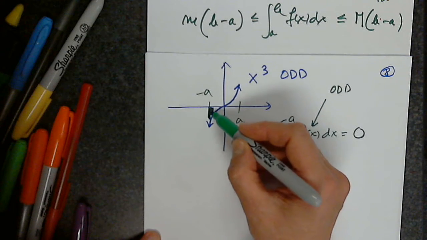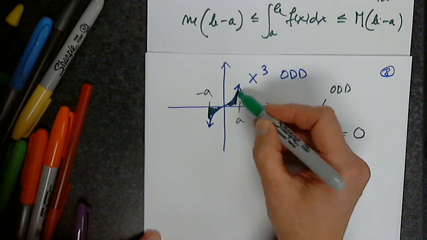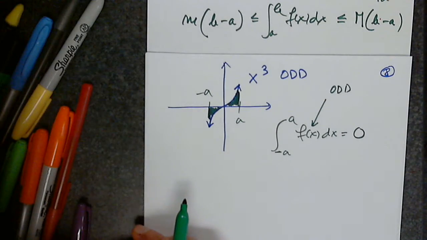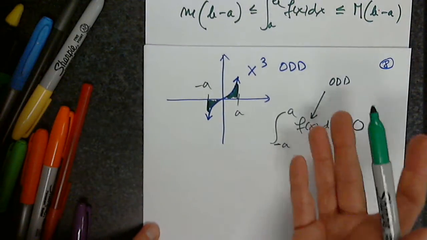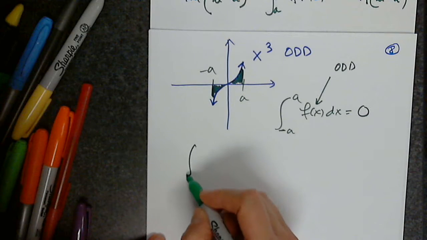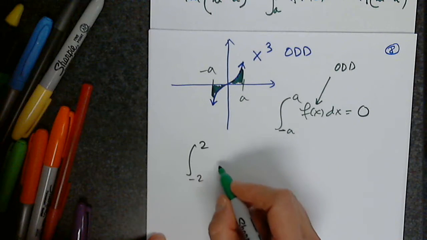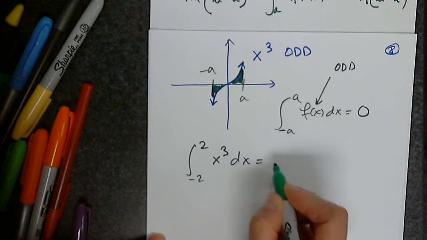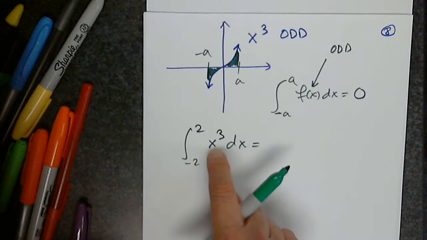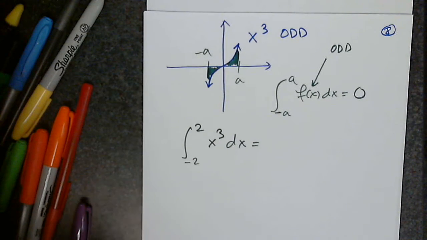This area will be exactly that area, but one is positive and one is negative. Let's calculate it right now to convince ourselves. The integral from -2 to 2 of x to the third dx. What do you expect this to be? The function is odd, the interval is symmetric. What do you expect the answer to be? I expect the answer to be 0.